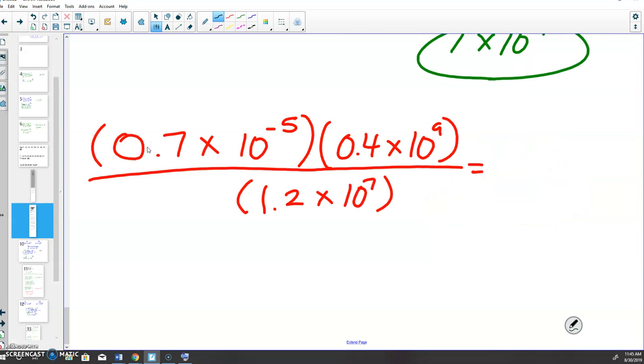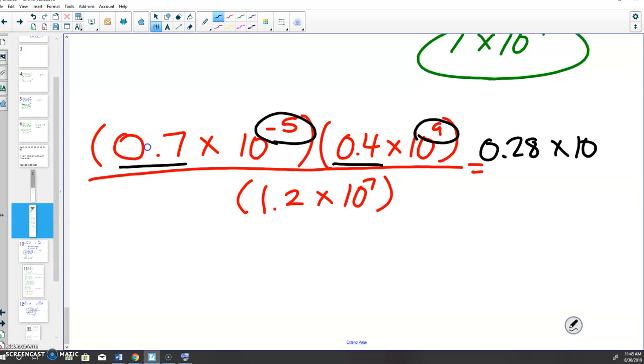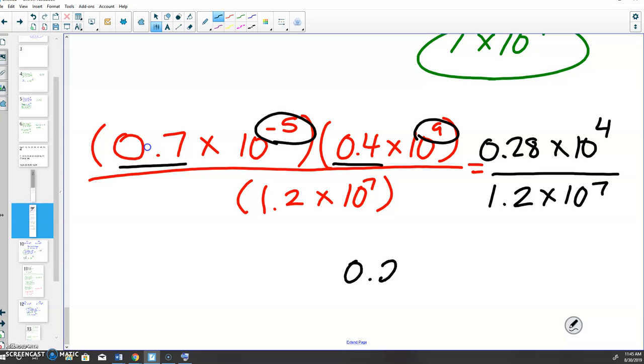You're just going to work the top. 0.7 times 0.4. I got 2 different answers. 0.28. 0.28 times 10 to the negative 5 plus 9. 4. And then the bottom, we can just write on there. Now, divide 0.28 divided by 1.2. 0.23.